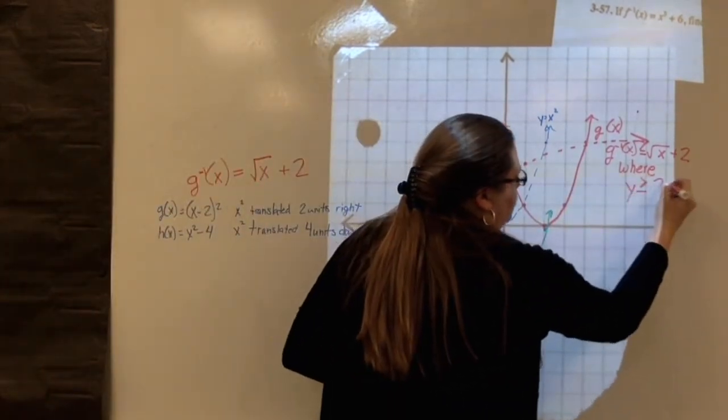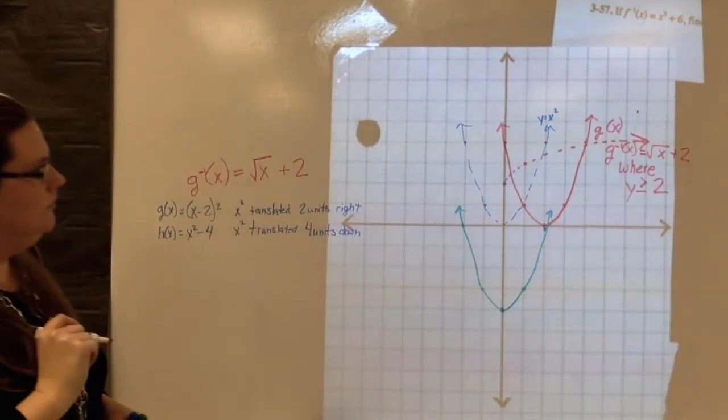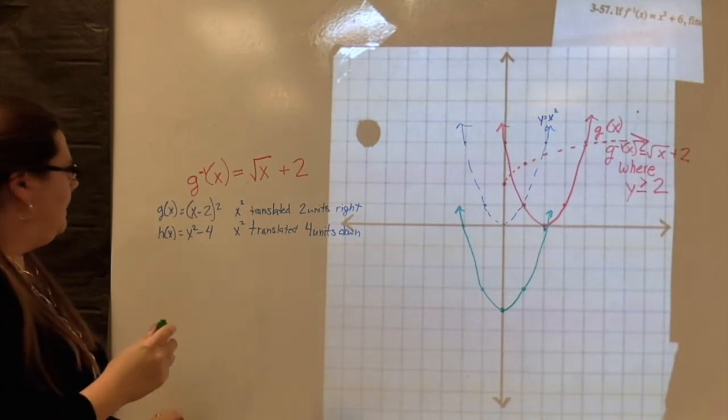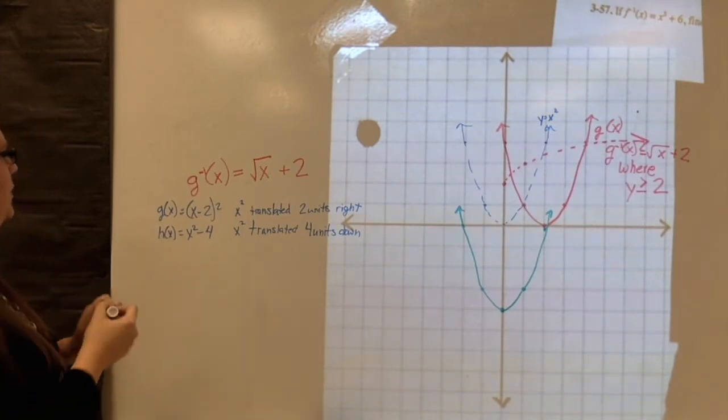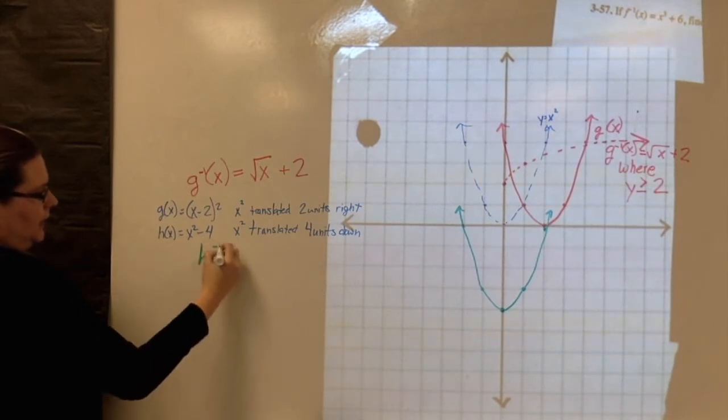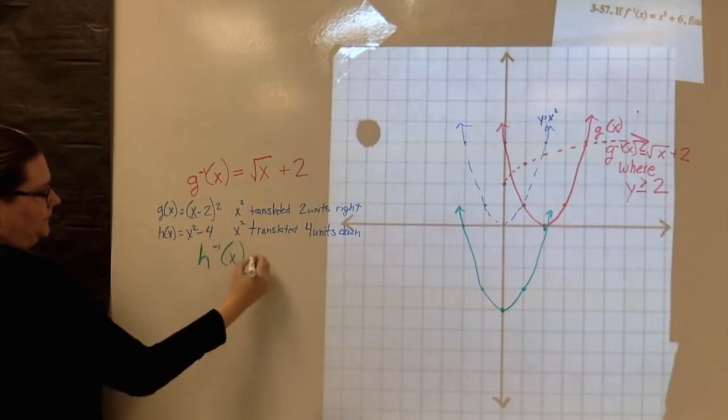Hopefully you came up with 2. So let's do the same thing for the h of x. If we're going to undo what happened to the h of x equation originally, then we have h to the negative 1 of x.